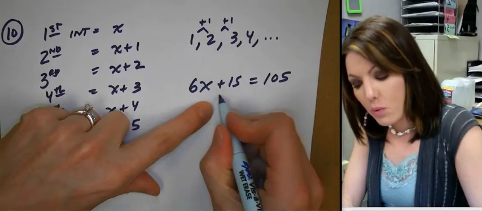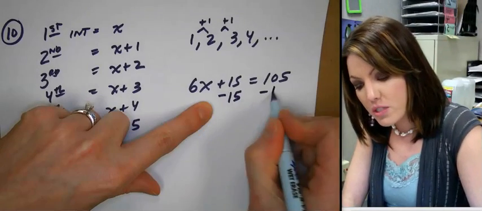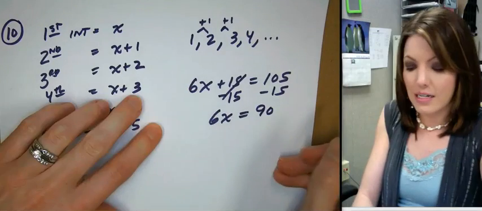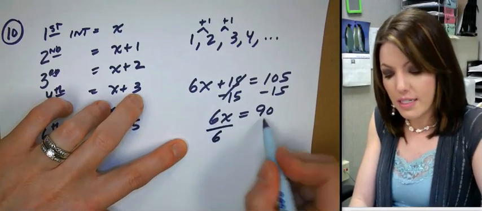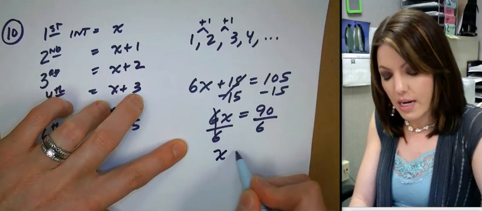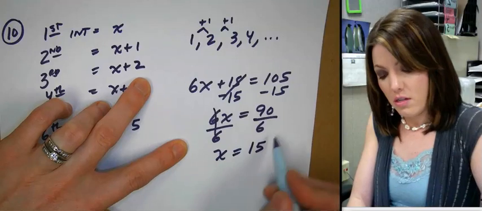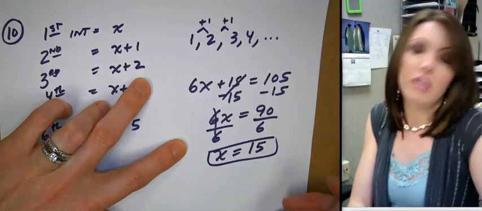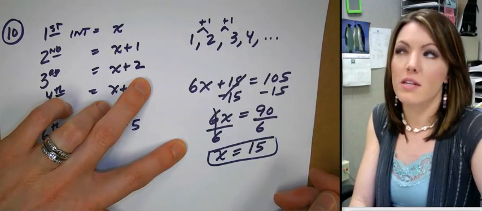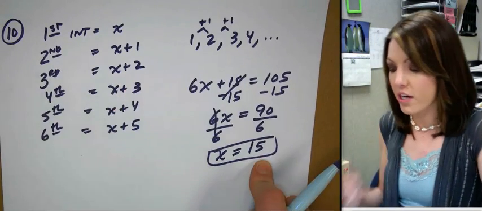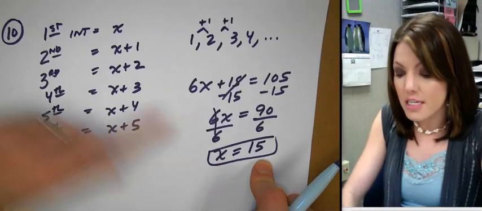All right, now we're going to subtract 15 from both sides. So we get 6x equals 90. Then we divide by 6. So we get x equals 15. Okay, making sure in my head that's right. 6 goes into 9 once, there are 3 left over, 30. Yes, good. Okay, so x equals 15.